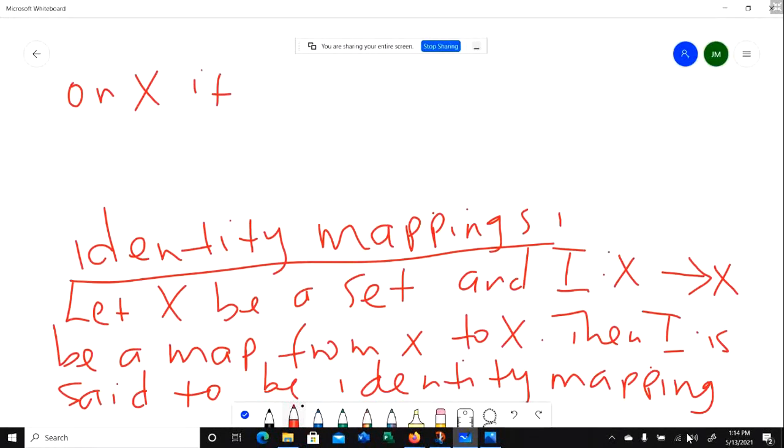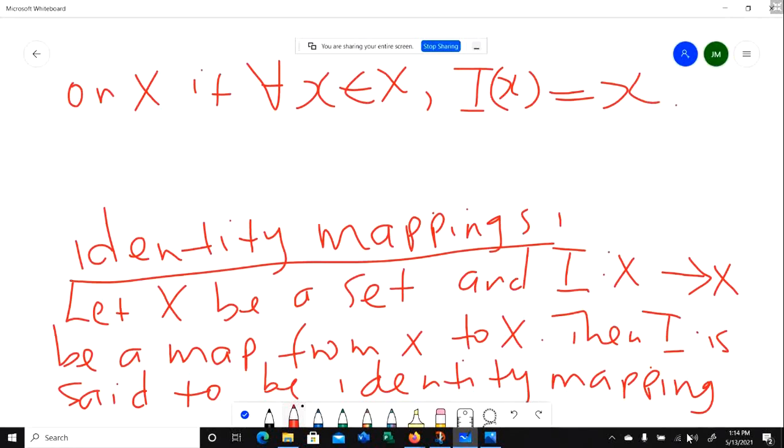if for every element, say x in X, I of x is equal to x. So it leaves each element of X unchanged. So it maps each element to itself, each element to itself. So in that case, we say that the mapping we have there is an identity mapping. It maps each element of the set to the same element.